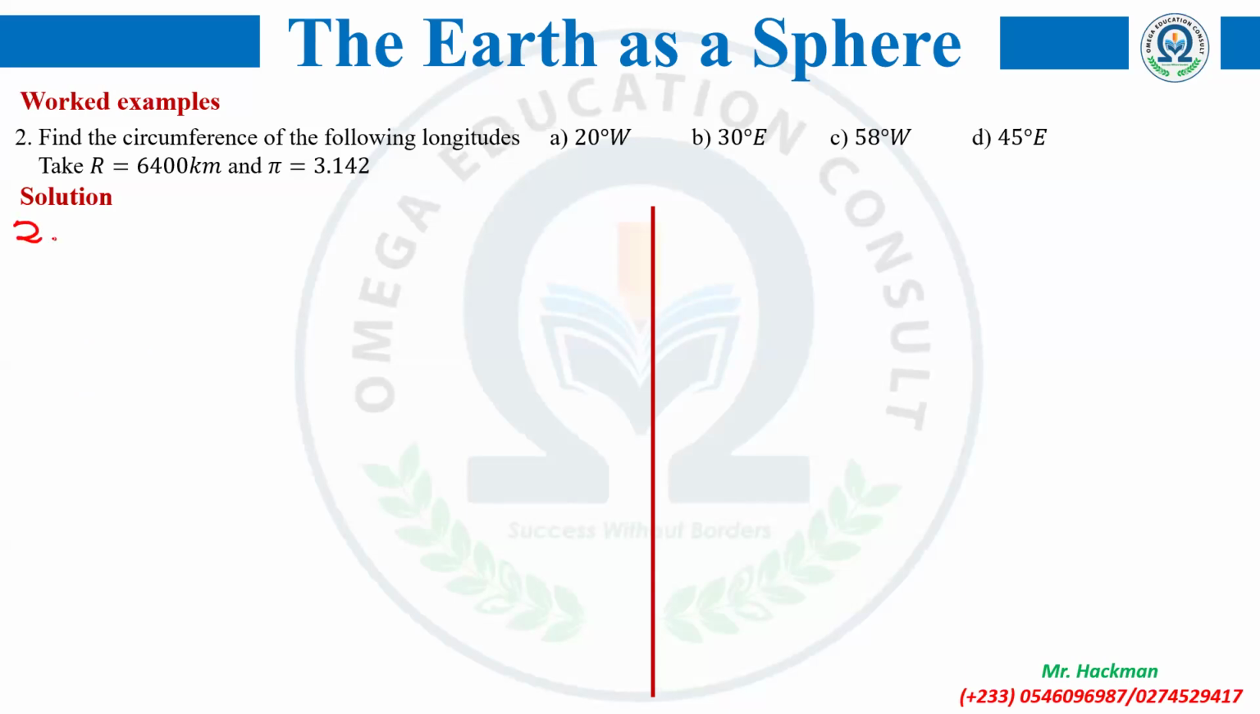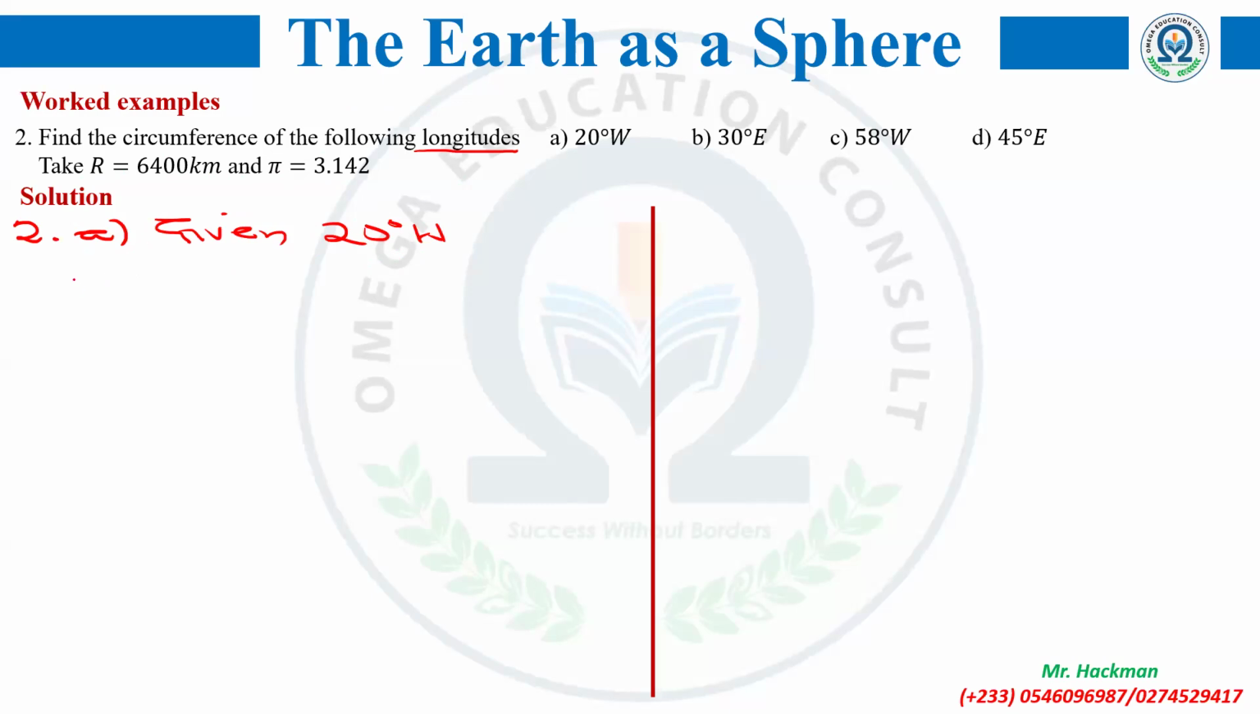So, solution to question 2. Anything for you to underline, longitude. Even if this is not there, you should know that when the angles are measured relative to the west and the east, we are talking about longitude. Latitudes are measured relative to the north and south. You've been asked to take R as this, then pi as this. So let's go. We've been given longitude 20 degrees west. If you like, you can attach the longitude here. This can never be a latitude.